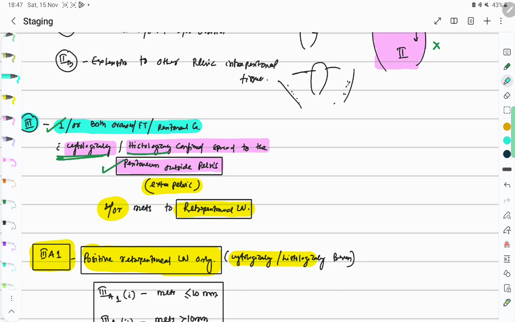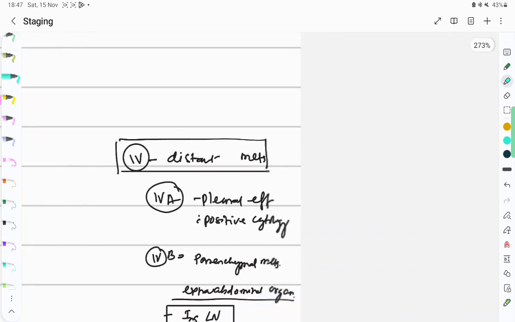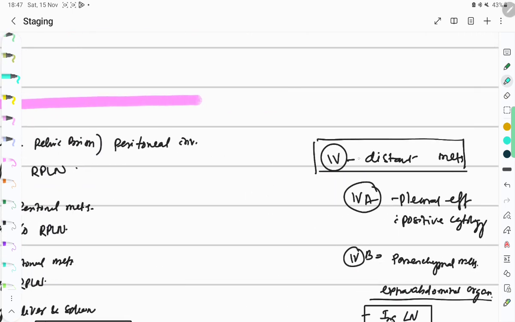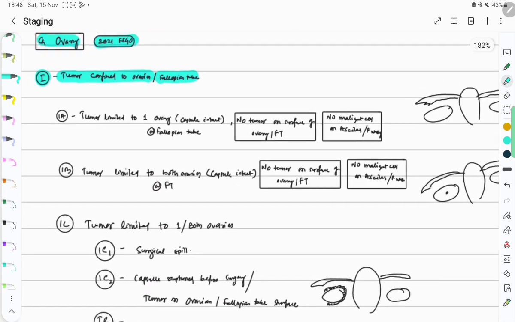Okay, so extra-pelvic spread and metastasis to the retroperitoneal lymph node is stage 3. Then stage 4 is distant mets. So stage 4 is distant mets. Okay, so now in detail.